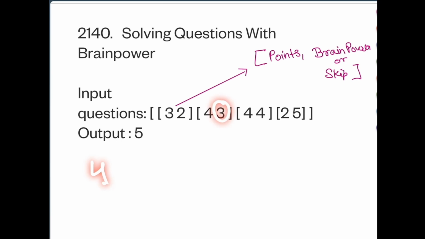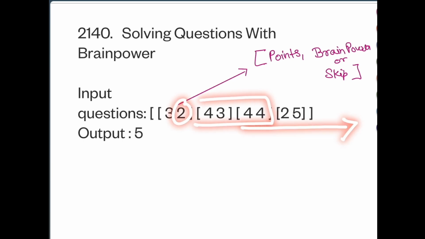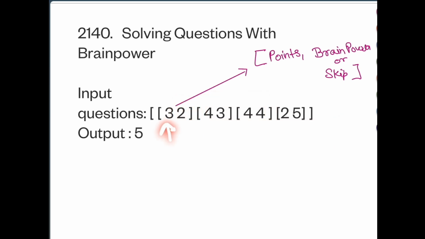But this 3 is the brain power which you are using. This 3 means that you need to skip solving the next 3 questions, or if it is 2, you will have to skip solving the next 2 questions. So that's the 2 data we have. The points we can get, that's our gain, but we have a loss. The loss is you cannot solve the next 2 questions or whatever number is given in the brain power. Now for example, if you solve this one, you will get 3 points, but it is saying it is using 2 brain power, so you cannot solve the next 2 questions.